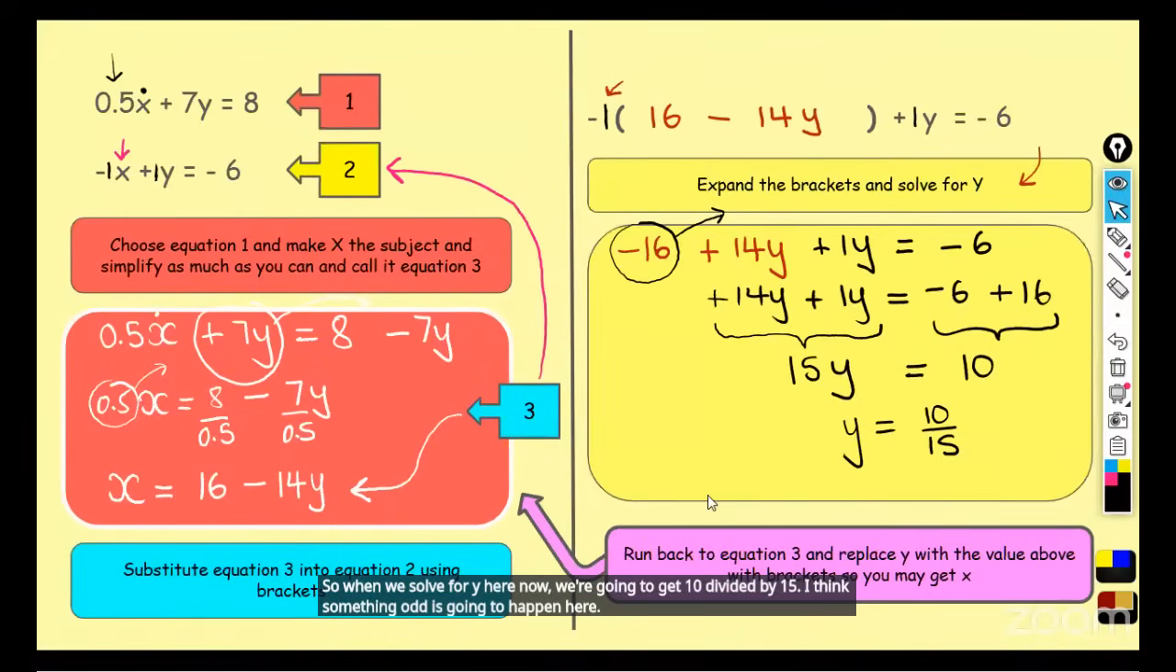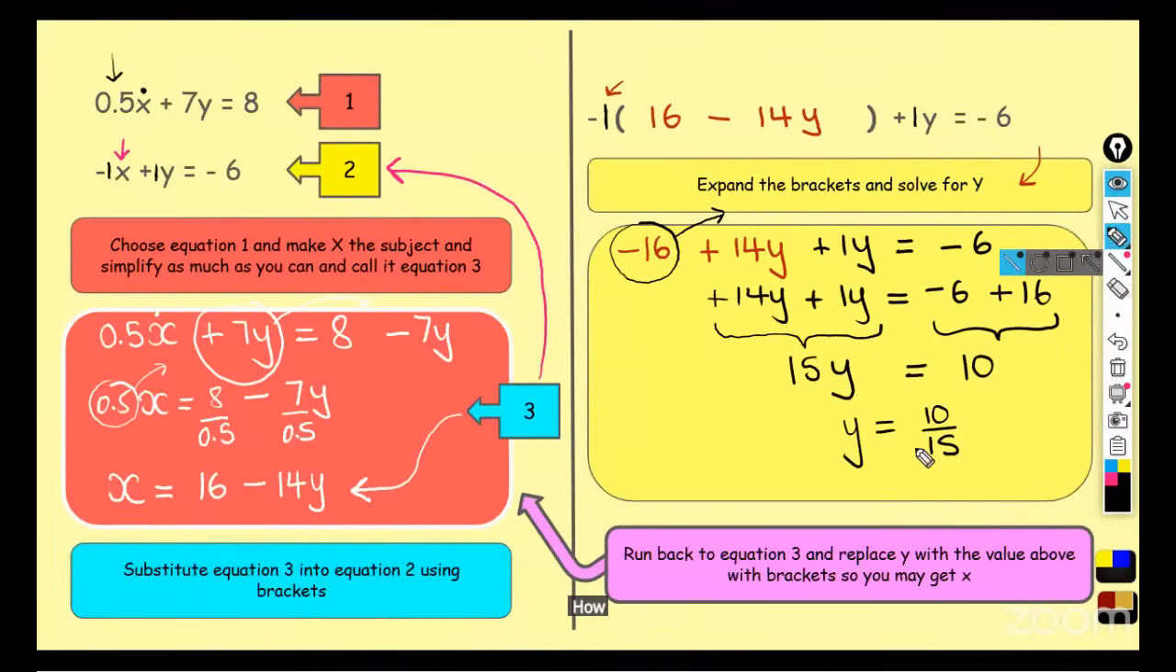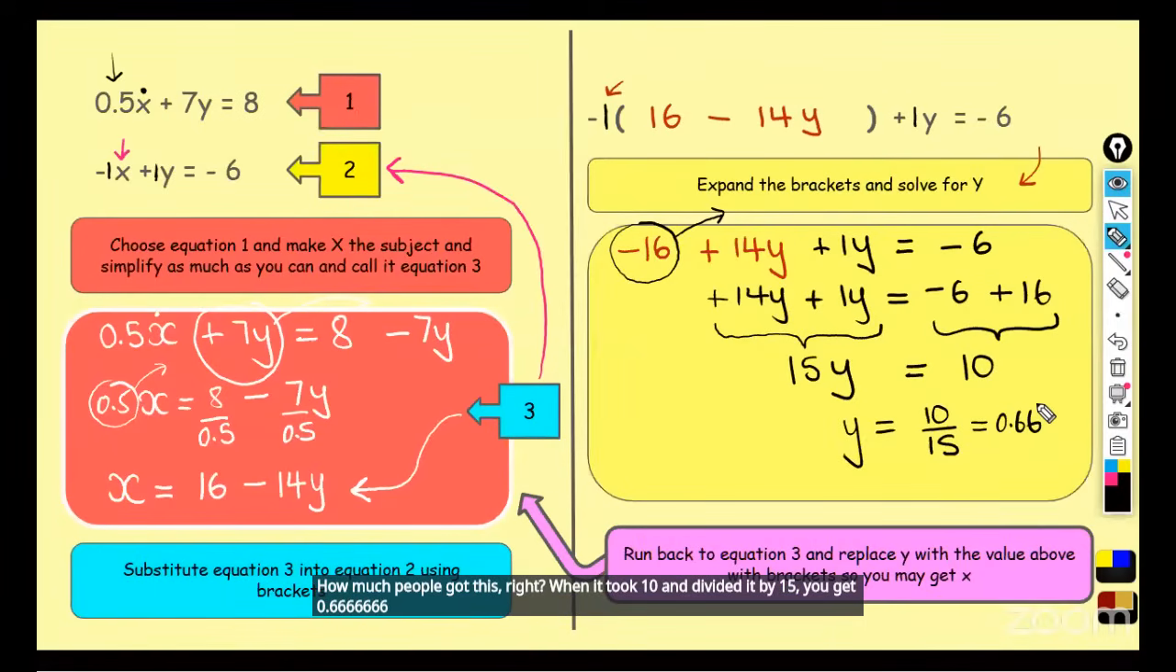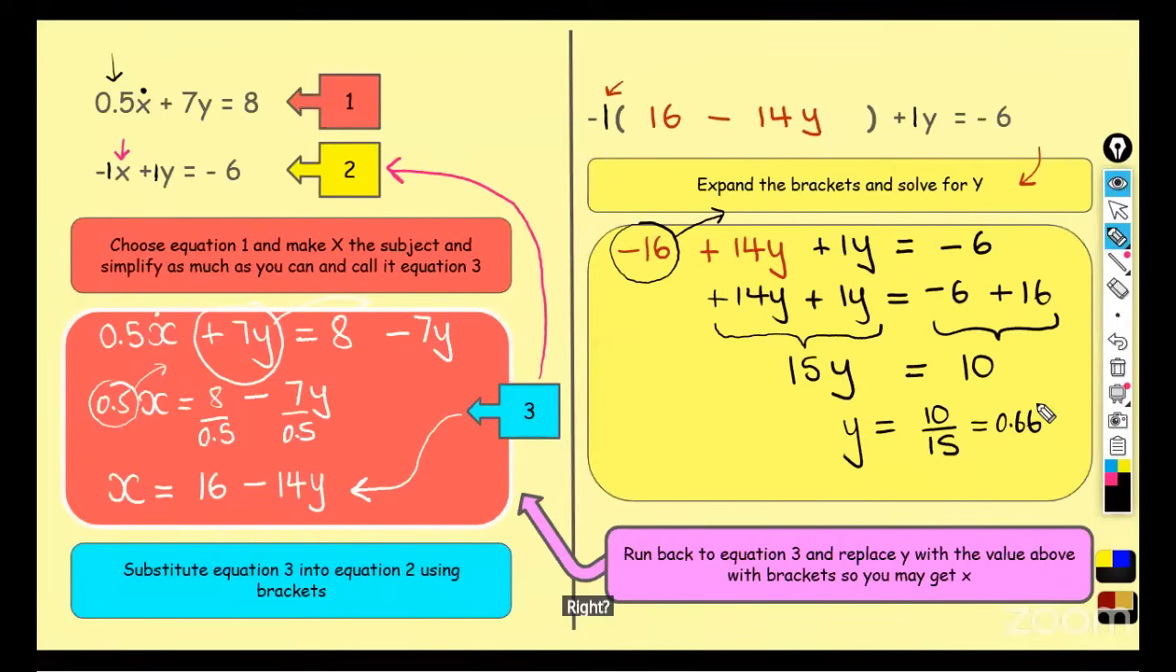I'm glad we reached this. 10 divided by 15. How many people got this, right? When you took 10 and divided it by 15, you get 0.6666666. Raise your hands if you got that, right?